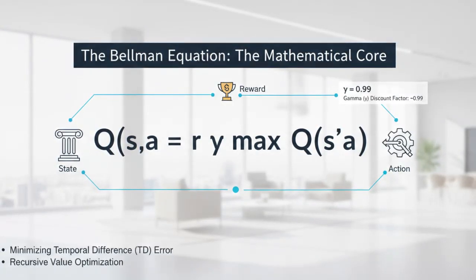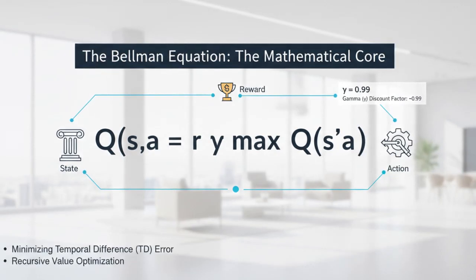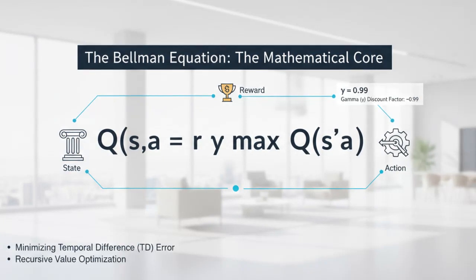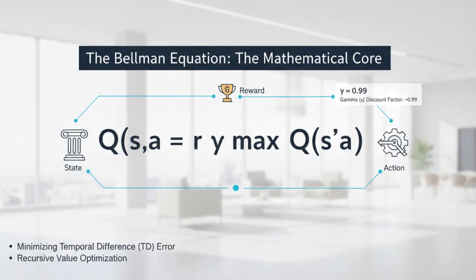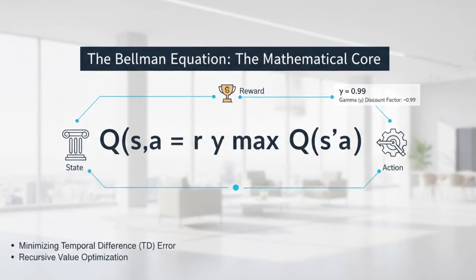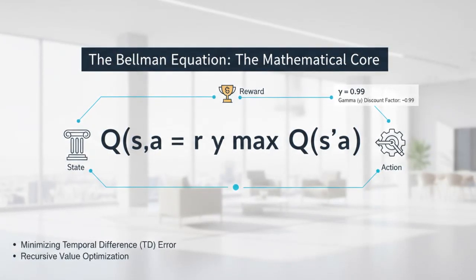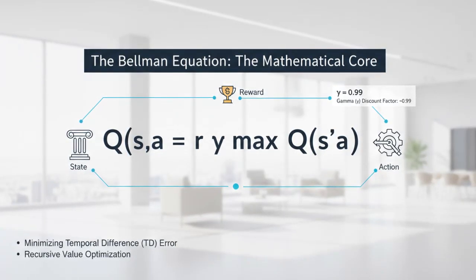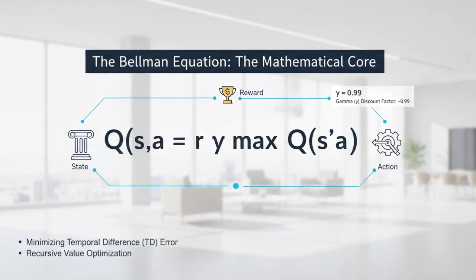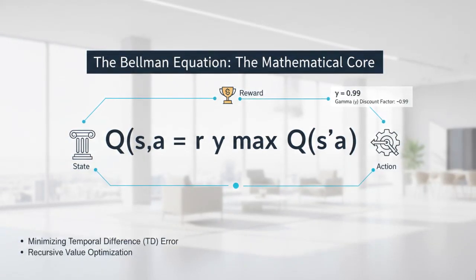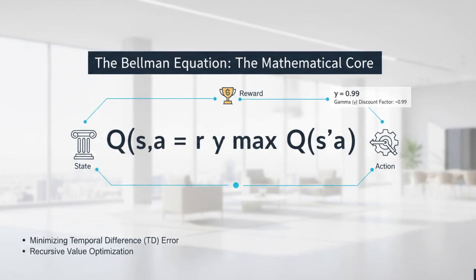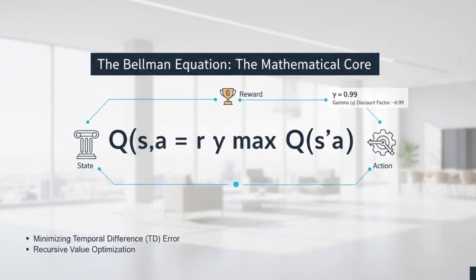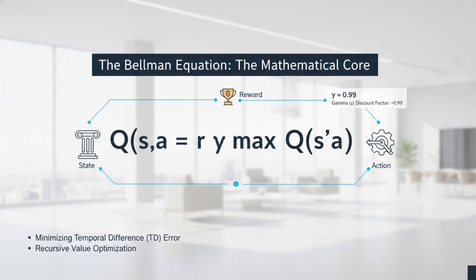At its core, the equation decomposes the value of a state action pair into the immediate reward plus the discounted future value. In DQN, we minimize the difference between the current Q value and the target Q value, often called the temporal difference error. For architects, think of this as a recursive optimization problem. We use a discount factor, gamma, typically around 0.99, to weigh immediate gains against long-term stability. The goal is to converge on a policy where the agent maximizes the cumulative reward over time. Without this mathematical grounding, our neural network is just guessing without a compass.